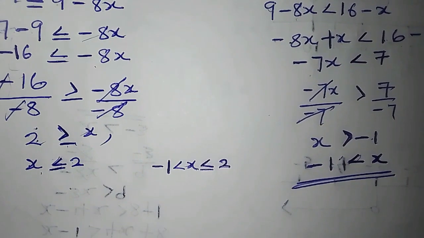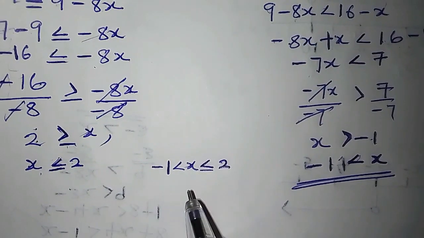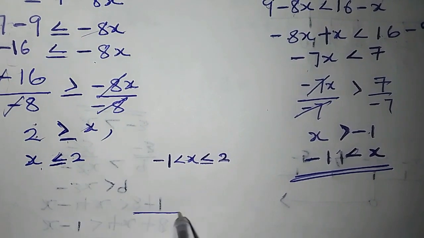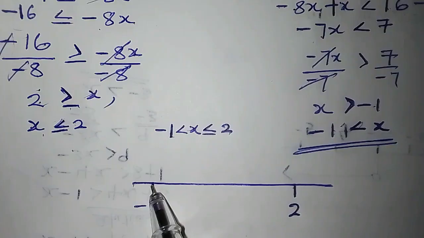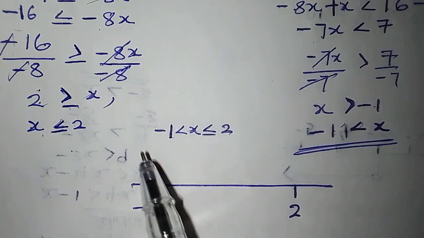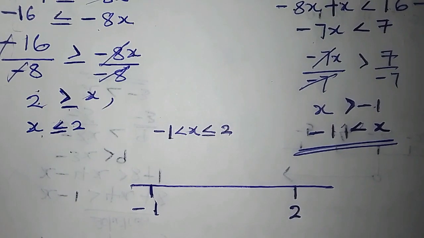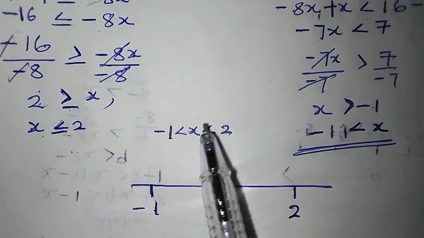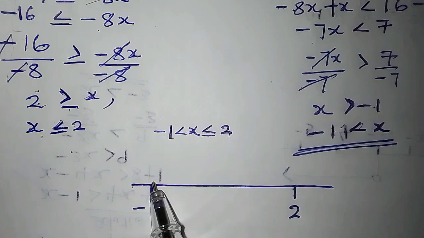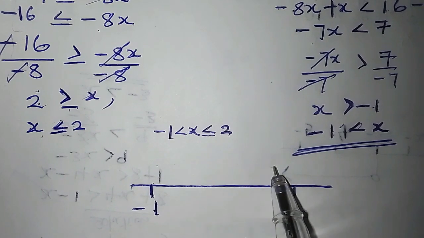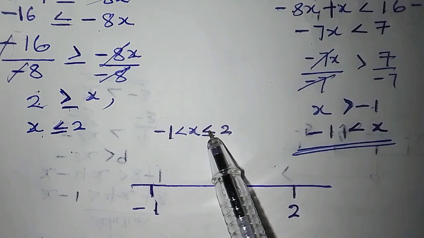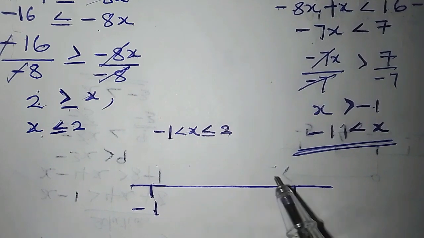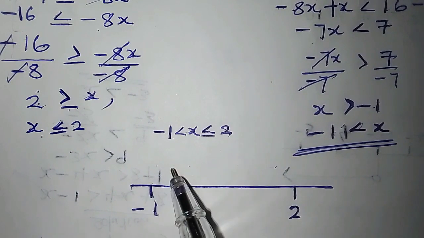So if I attempt to graph this inequality or to represent it on a number line, this is what it will be. Numbers we are dealing with are minus 1 and 2. Of course, you can see 2. So how do I graph this? It says minus 1 less than x, which means x is greater than minus 1. And numbers greater than minus 1 are to the right. Now we have x less than or equal to 2. So numbers less than 2 are to the left. It means that the two lines will intersect and meet each other.